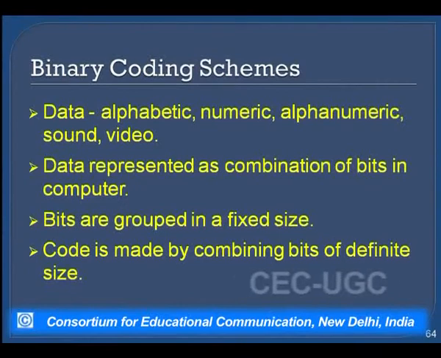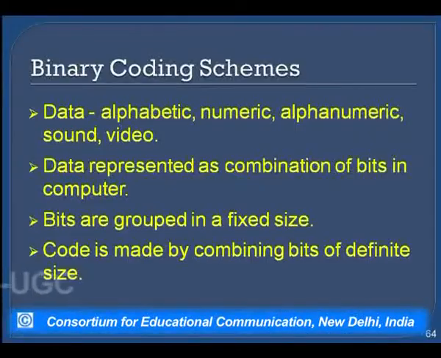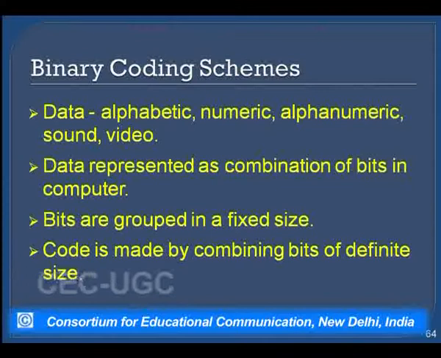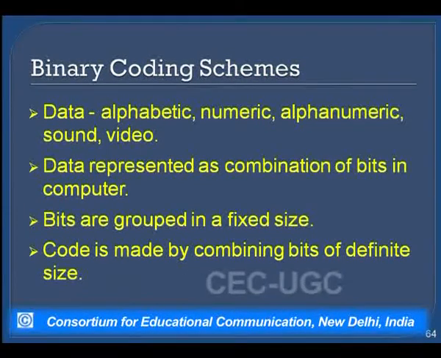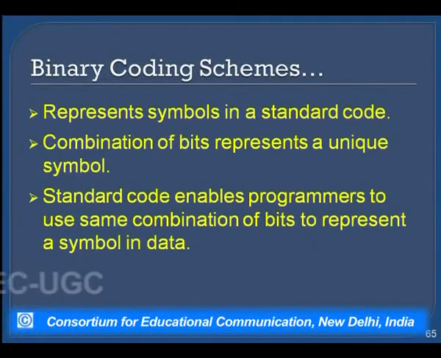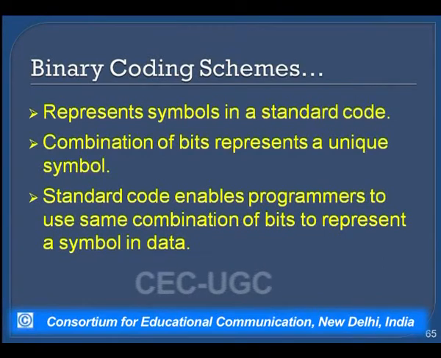So, now we have talked about the numbers, the number systems, the conversions from one number system to another, both the integer and the fraction part. We also saw arithmetic, binary subtraction, finding the 1's complement and 2's complement, adding, subtracting, and how the number is stored in the computer. Now, we see some binary coding schemes. We have different kinds of data and combinations of bits, and the bits are grouped in a fixed size. Based on this, different coding schemes are designed which represent a unique combination for different symbols.